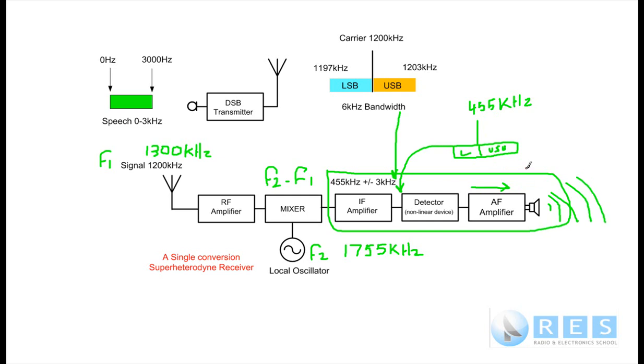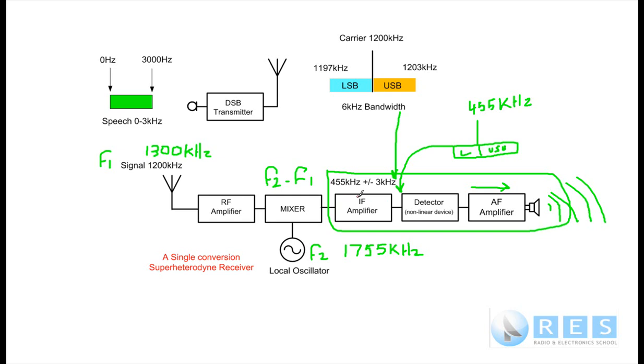It's not that hard, is it? The principle is to convert the incoming signal to a standard frequency called the intermediate frequency, and a common intermediate frequency is 455 kilohertz. Now, before I forget, these intermediate frequencies are protected.